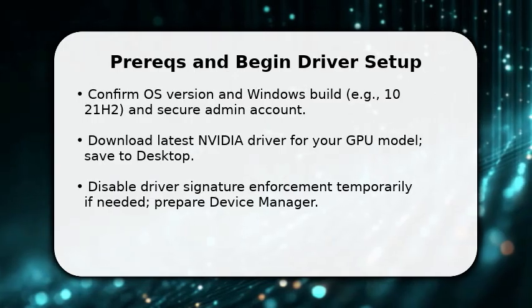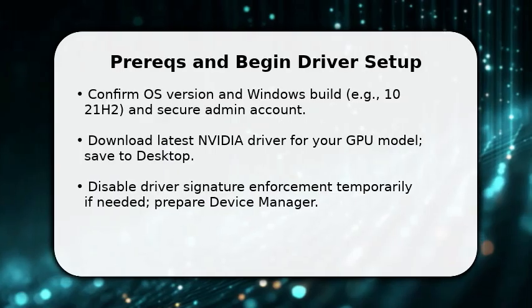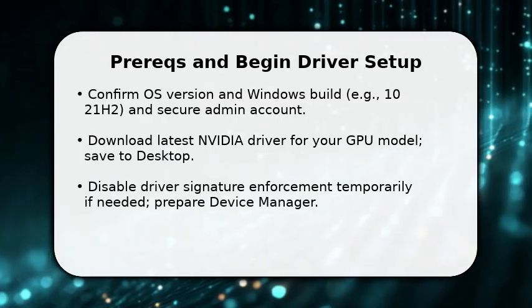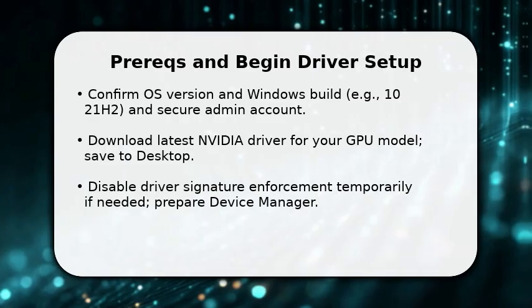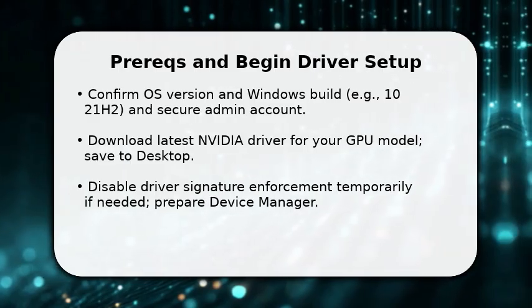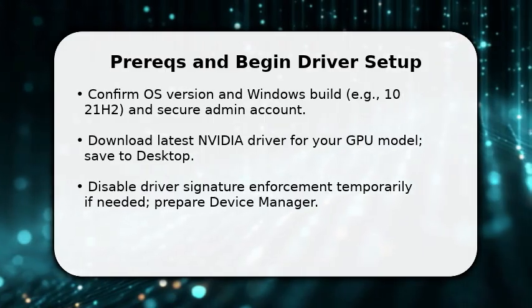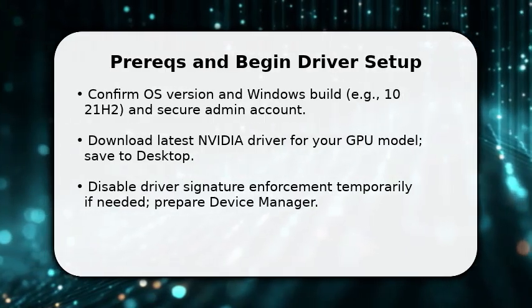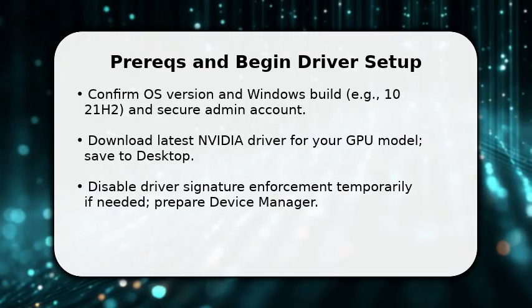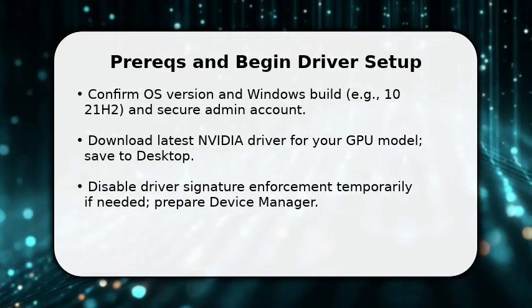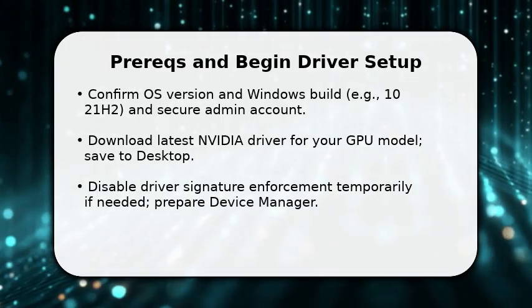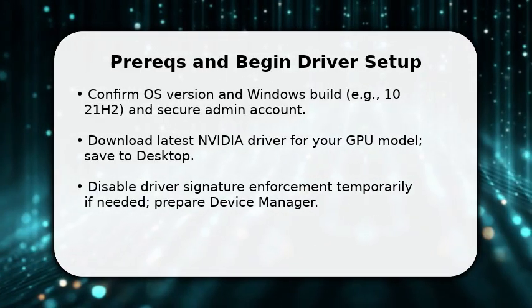You start by confirming your Windows version and that you have an administrator account because driver installs need elevated rights. Once done, download the correct Nvidia driver package for your GPU and save it where you can find it. Make sure to disable driver signature enforcement only if Windows blocks the unsigned files. This is rare but necessary on custom hardware.